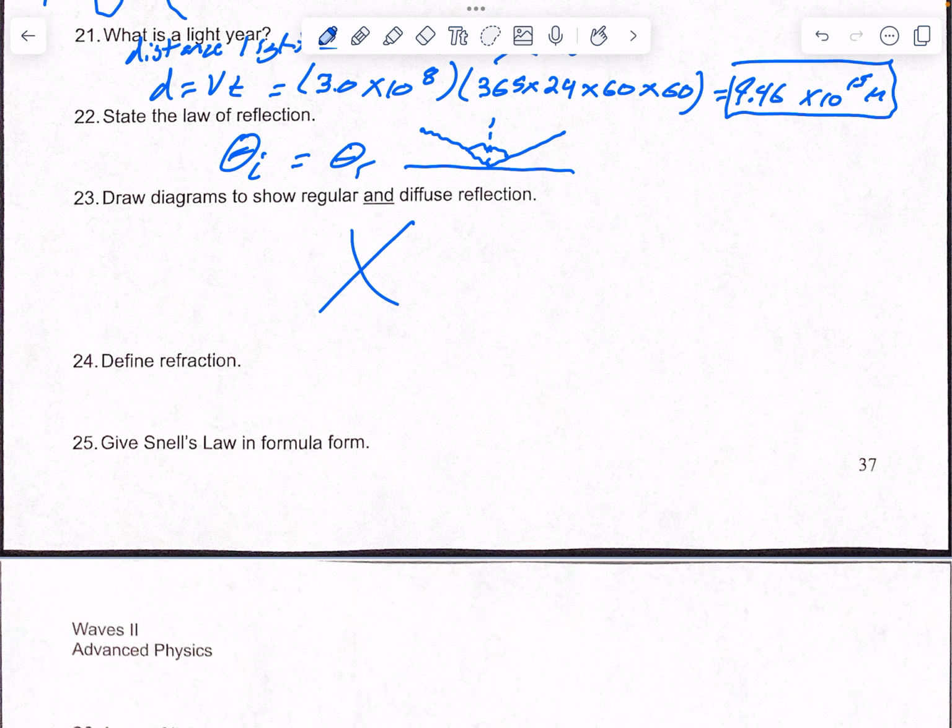24, define refraction. That is the bending of light when entering a new medium.